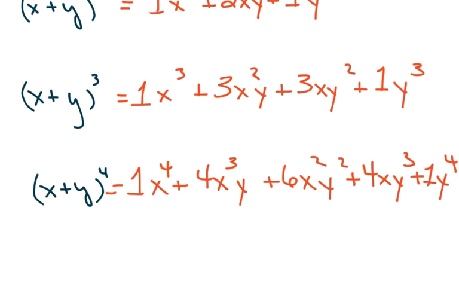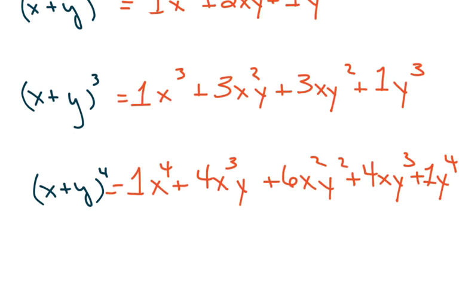Notice that the first term from the binomial, the x, has the biggest exponent, and each consecutive term seems to go down by 1. So I have x to the fourth, x to the third, x to the second, x to the first, x to the 0. And notice that the second term in the binomial, the y's, their powers are going up. 0, 1, 2, 3, 4. And that seems to be happening in all of these expansions.